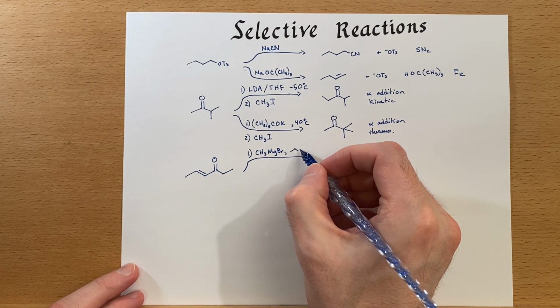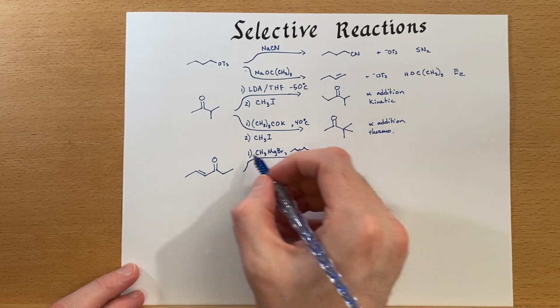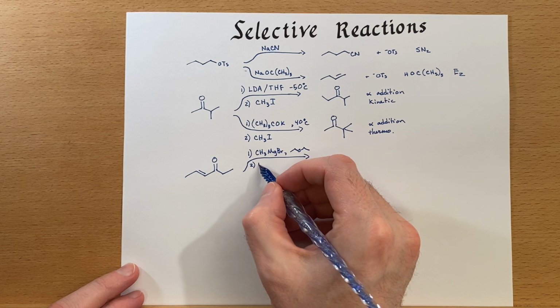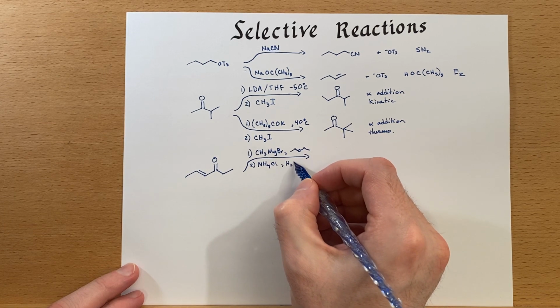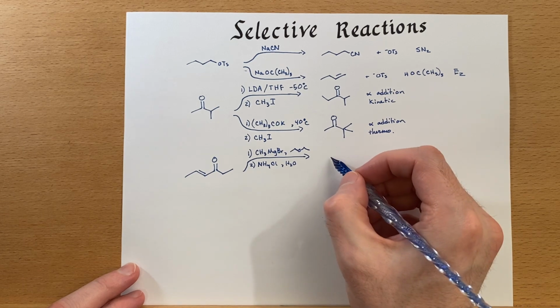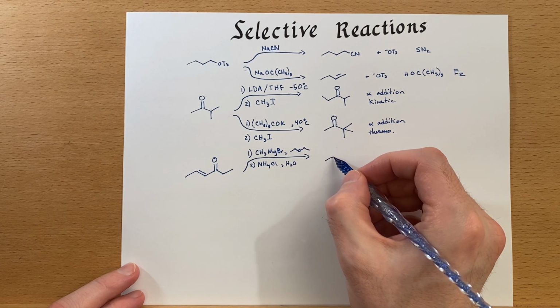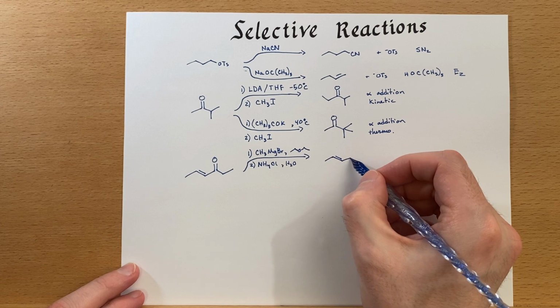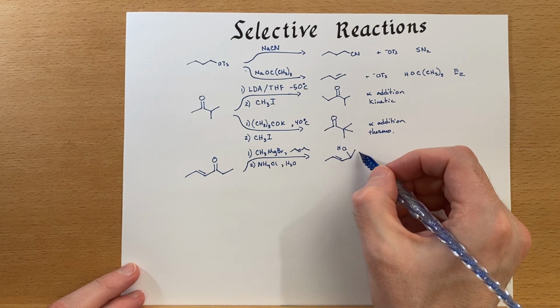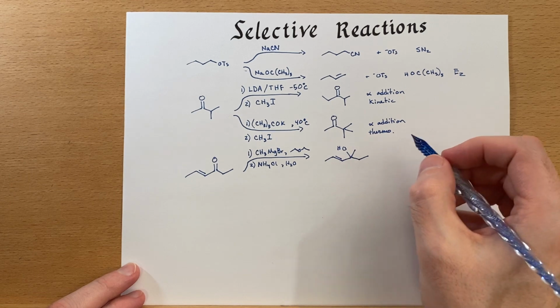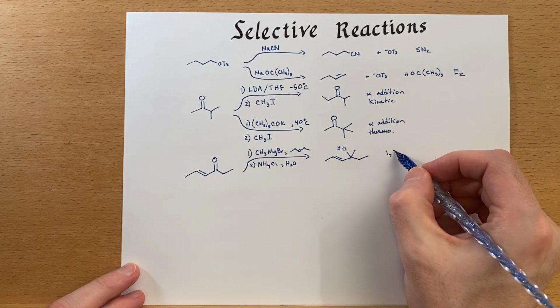We need some diethyl ether, and then of course we'll need our acid workup step. And then in this case, we will have done direct addition, and it is selective towards that. So 1,2.